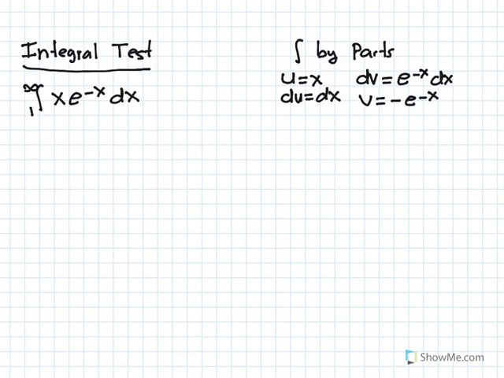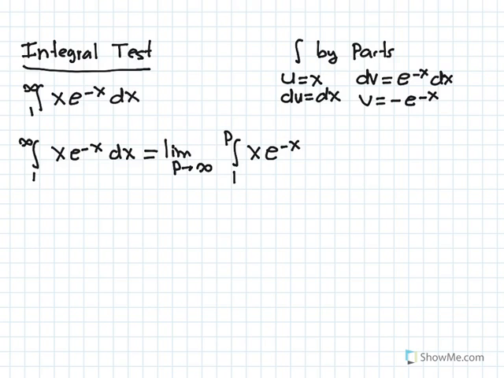Because we're reversing the chain rule, the antiderivative of e to the minus x is e to the minus x divided by minus 1. So, integral from 1 to infinity x times e to the minus x dx. This is an improper integral, so we have to write it as limit p approaches infinity, integral from 1 to p x times e to the minus x dx.